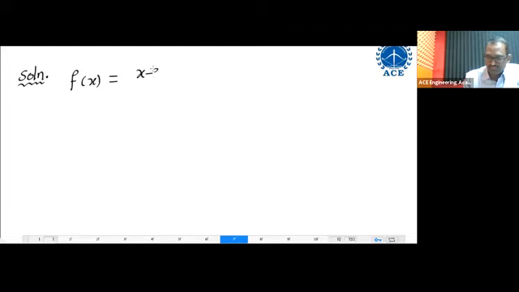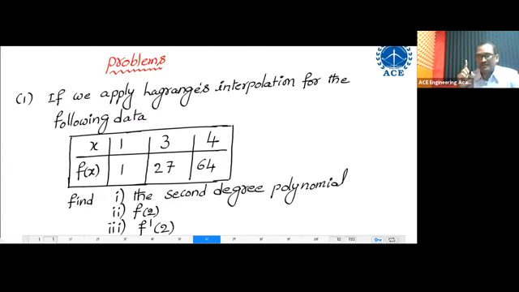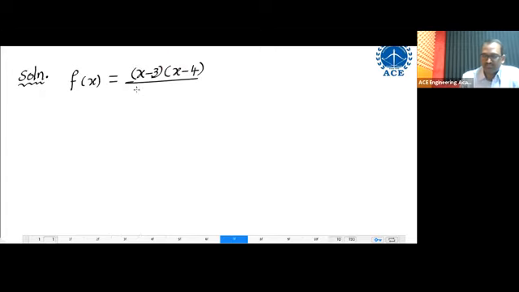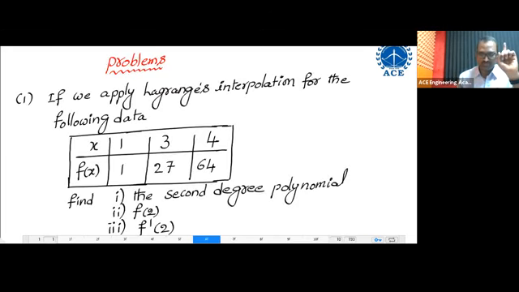Numerator: x minus 3 into x minus 4. You are writing the first term, so the denominator should be first term minus second term into first term minus third term, meaning 1 minus 3 into 1 minus 4. You are writing the first term, so the corresponding first y value, f of x meaning y only. What is the corresponding first y value? 1.